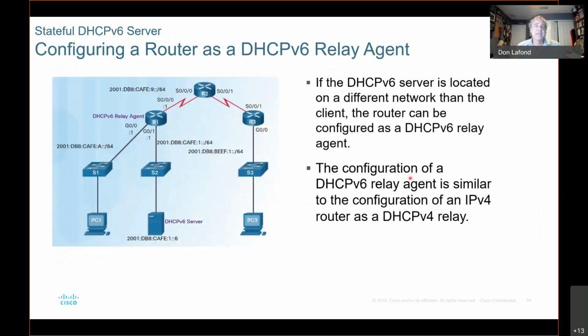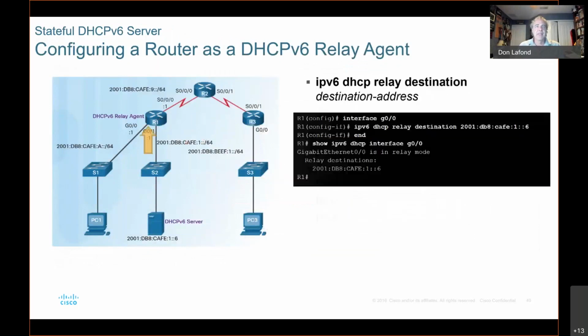Now, we also need DHCP relay agents. If the DHCPv6 server is located on a different network than the client, the router can be configured as a DHCPv6 relay agent. The configuration of a DHCPv6 relay agent is similar to the configuration of an IPv4 relay. We put it on this interface right here to allow this PC to get out of this network to get to this server. Here's the DHCPv6 server, and it is outside of this network.